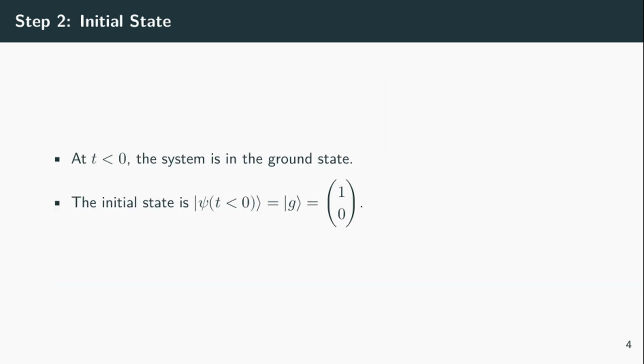Step 2 is identifying the initial state. We were told that at time less than 0, the system is in its ground state. So our initial state vector at time less than 0 is ket psi at time less than 0, which is equal to ket g, the column vector 1 0.